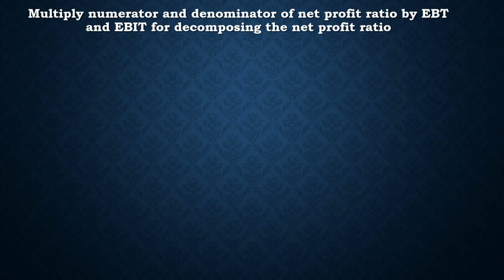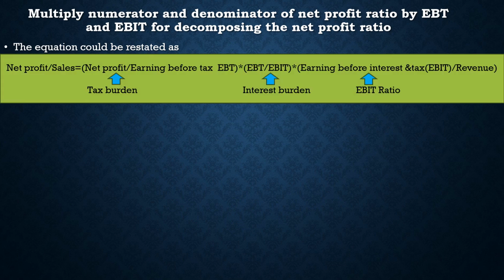Now let's examine how to decompose the net profit ratio into more micro-level ratios. Multiply both numerator and denominator of the net profit ratio by EBIT for decomposing the net profit ratio. The equation could be restated as net profit by sales equals net profit by earning before tax, into earning before tax by EBIT, into earning before interest and tax by revenue. That is the tax burden ratio, interest burden, and EBIT ratio.